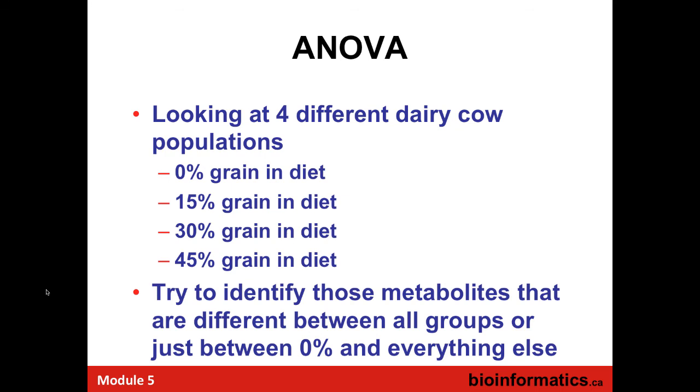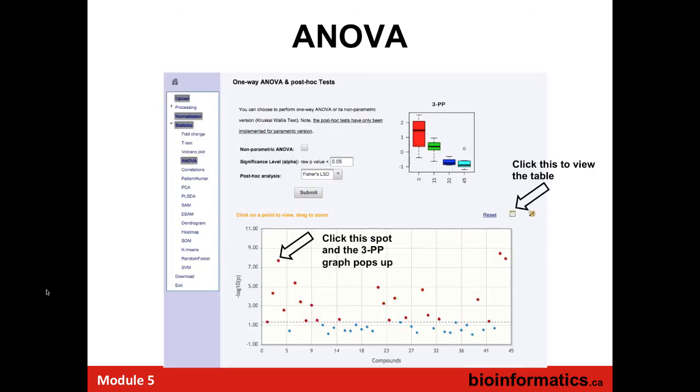So simply by pressing the ANOVA button on the left, you get this. It'll take a second or two, and it'll produce a scatter plot at the bottom. What the scatter plot is showing you is the log of the p-value, and this is a log base 10. So you want something that's above that dashed line to be relatively significant. But then the ones that are way high up are very, very significant.